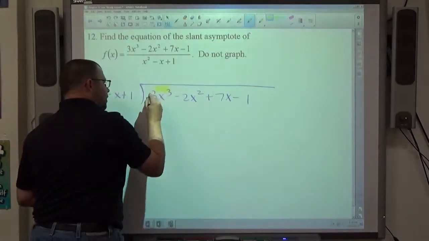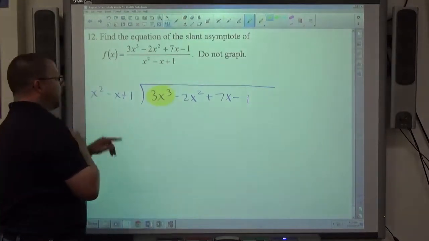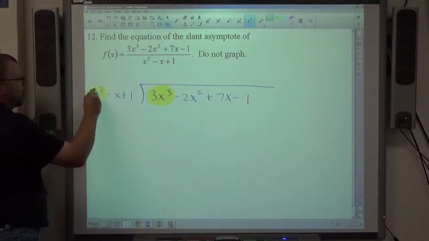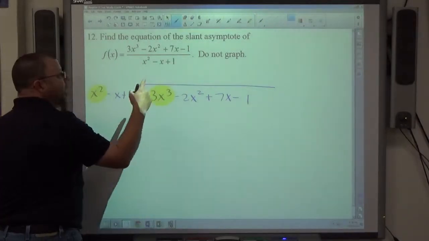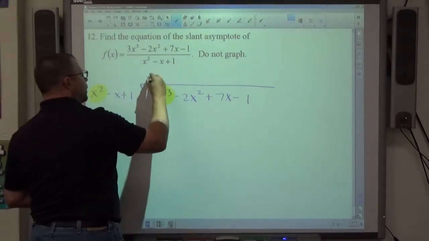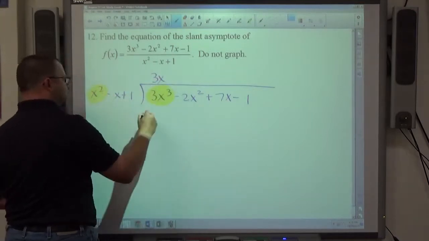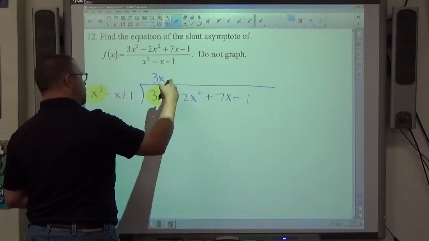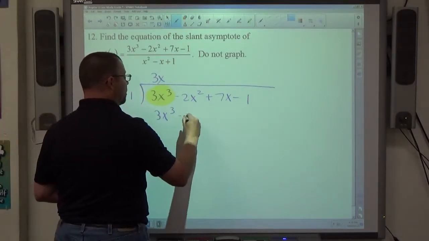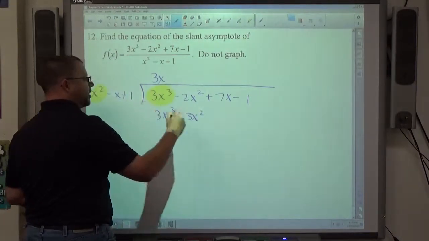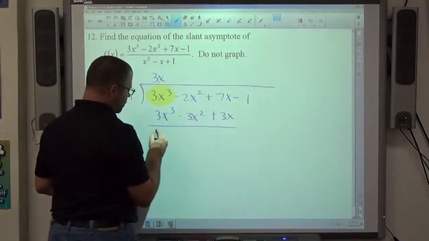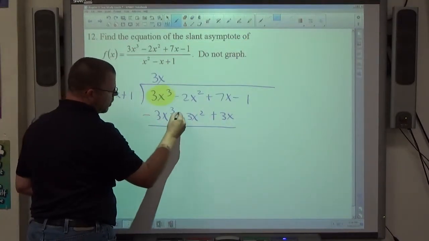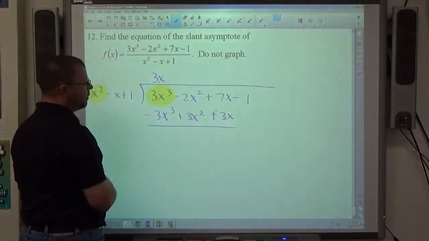So if I take the first thing divided by the first thing, that's always division. You always divide first by first. That's all that really gets divided. 3x cubed divided by x squared makes 3x. 3x times x squared is 3x cubed. 3x times negative x makes negative 3x squared. 3x times 1 makes plus 3x. Make sure we change all the signs. So 3x cubed becomes negative, 3x squared becomes positive, 3x becomes negative.